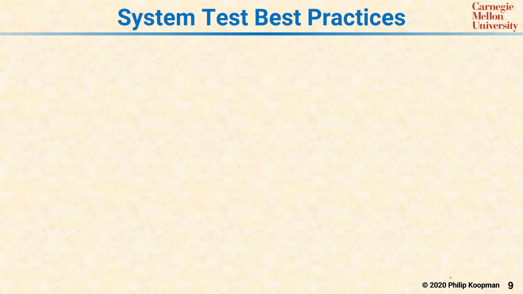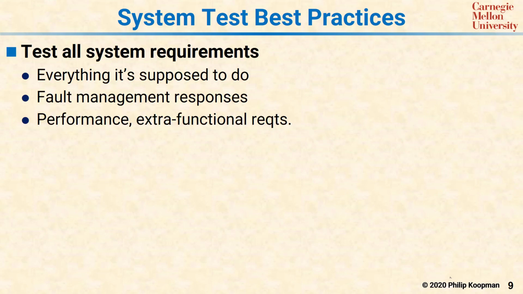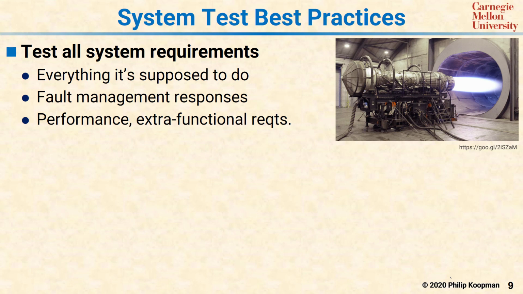System test best practices first and foremost involve testing all the system requirements to make sure the system does everything it's supposed to do, but also to look at fault management responses, performance, extra functional requirements such as dependability and speed, and other aspects of the system that are hard to assess when you have something less than the entire system in front of you. The picture on the right shows a military jet engine undergoing test. Those tests are essential. They prove that the product's really going to work, but they're very expensive.